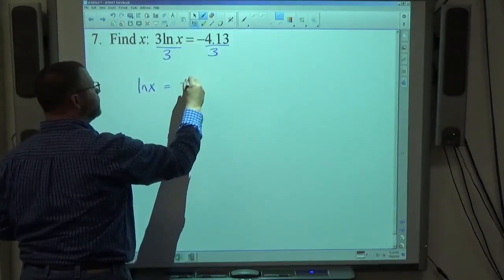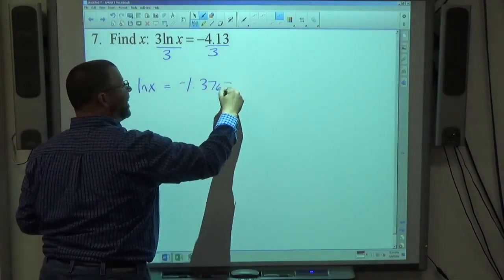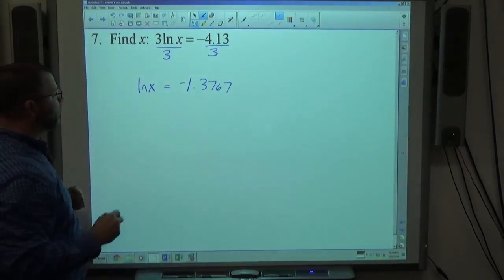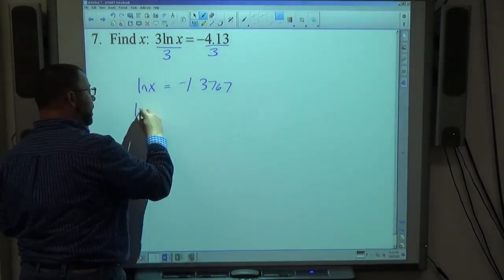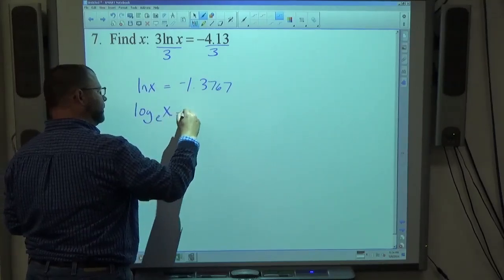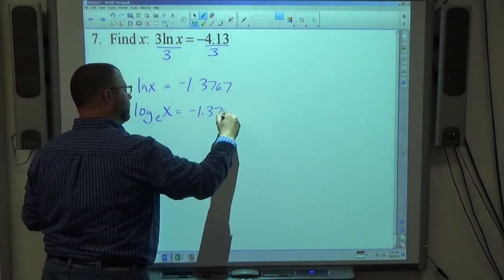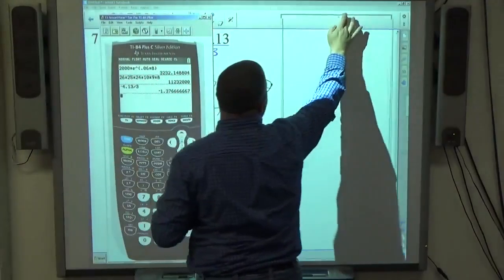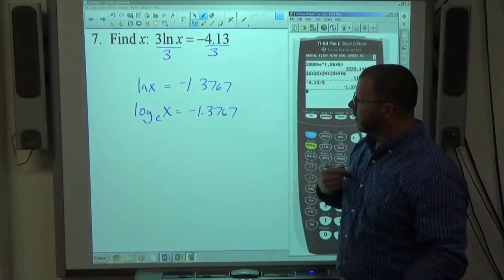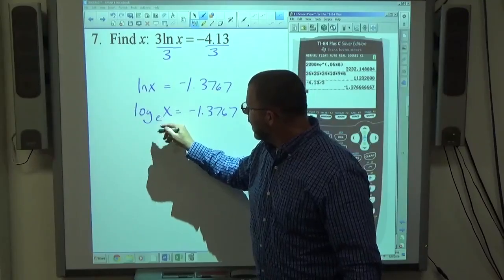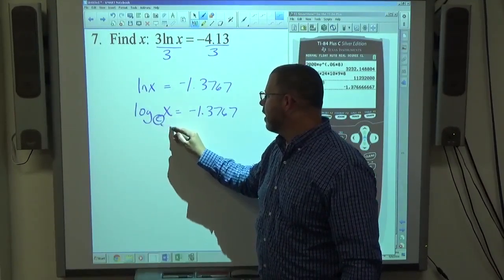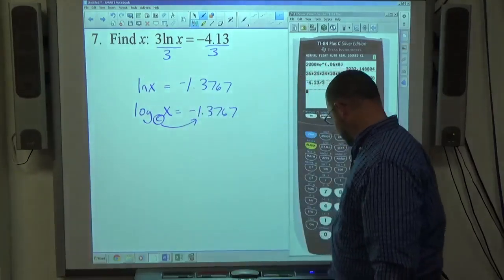1.3767. And I didn't say negative, but it is negative. And ln of x equals that. Recall that ln is just log base e. So what I'm going to do here, since I do not know what x is, and x is the argument, anytime you're looking for the argument, log of unknown, you take the base of the logarithm to the power that the logarithm equals to get the answer.